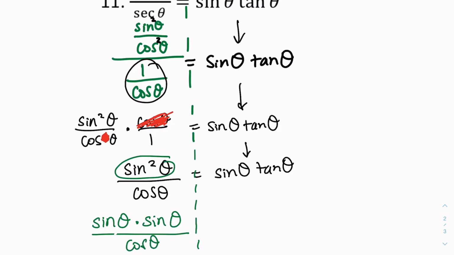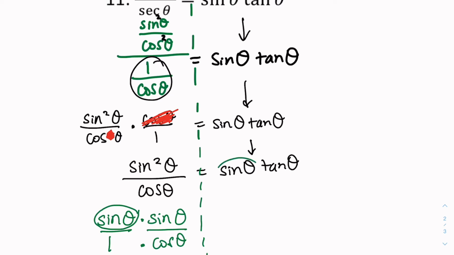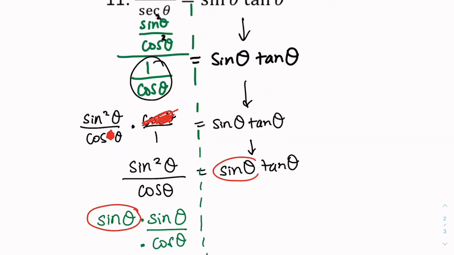And from there, we could rewrite that as sine theta over 1 times sine theta over cosine theta. Convince yourself that sine times sine would give me sine squared, and then cosine times 1 would give me cosine. So these are actually the same. Now, why did I break it up like that? Because I knew I needed a sine all by itself. Boom. So see, I'm using the right side to kind of guide my actions. There it is. And then I knew I needed tangent theta, which is sine over cosine.